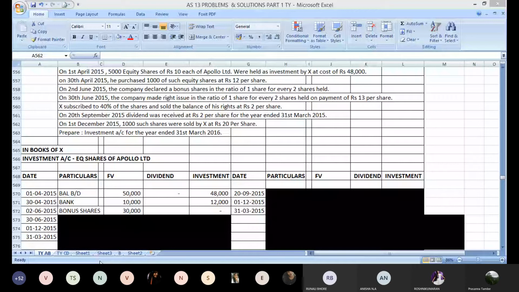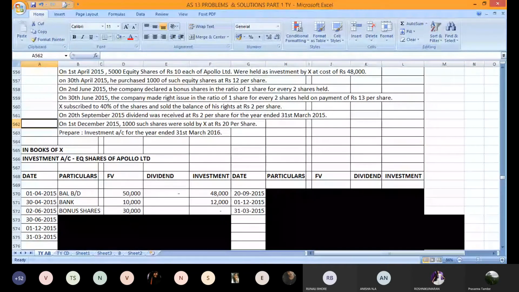So what it says, company has made a right issue on 30th June in the ratio of 1 share for 2 shares held. The pricing is 13 rupees per share. Now, when the right issue is made by the company on 30th June, first thing we need to find out is what is the number of shares he is holding on that day. And if you see the details here, face value of the shares held by him is 9,000 shares. And on these 9,000 shares, the company made a right issue. So he is getting 1 share for every 2 shares held. So how many shares will he receive as right shares? 4,500.